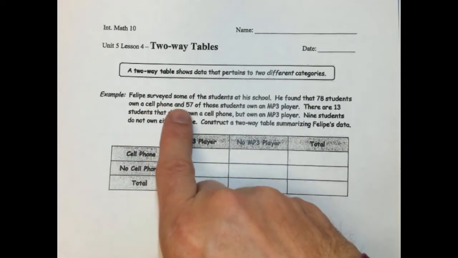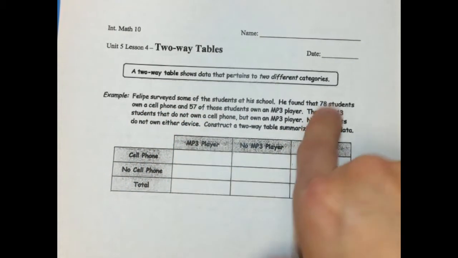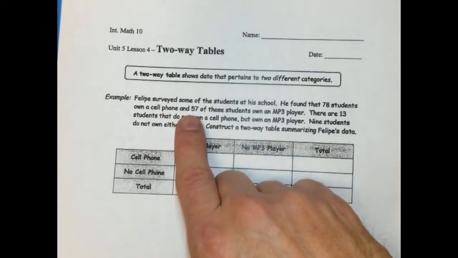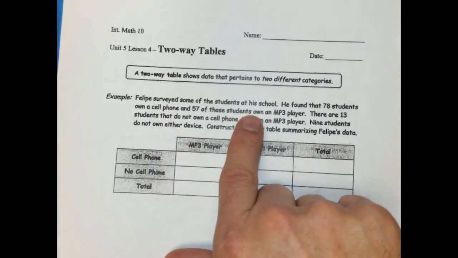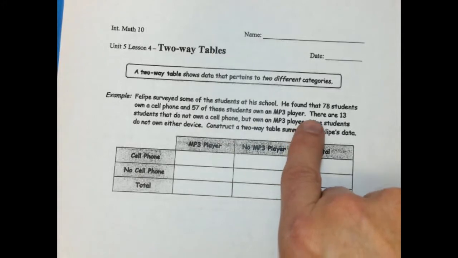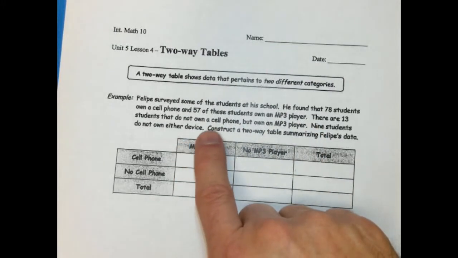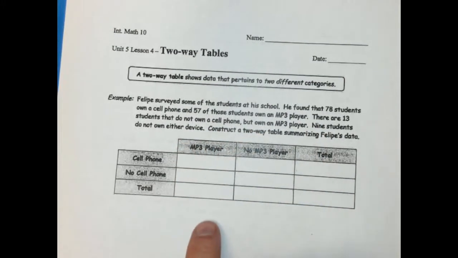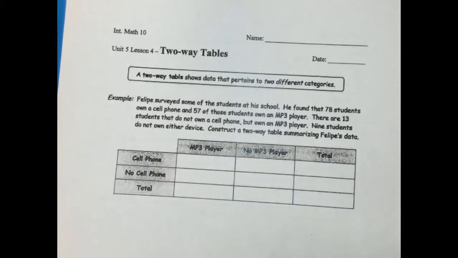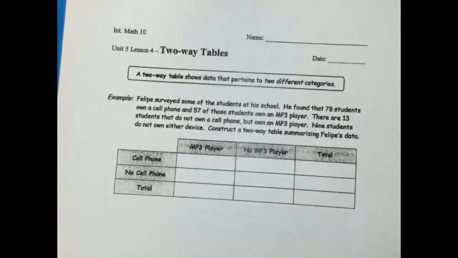Felipe surveyed some of the students at school. He found that 78 students own a cell phone. 57 of those students also own an MP3 player. There are 13 students that do not own a cell phone, but own an MP3 player. 9 students do not own either device. Construct a two-way table summarizing Felipe's data.